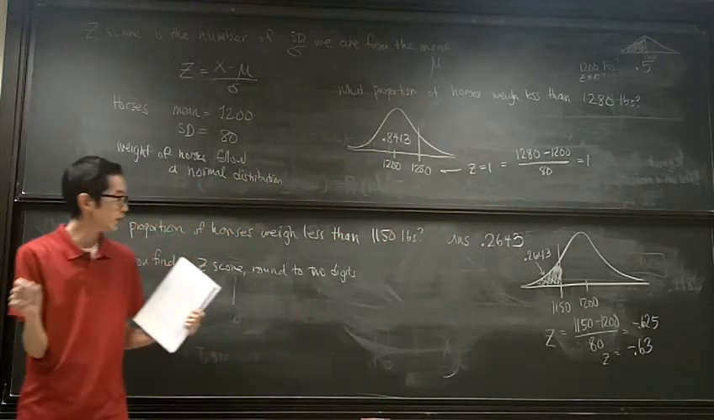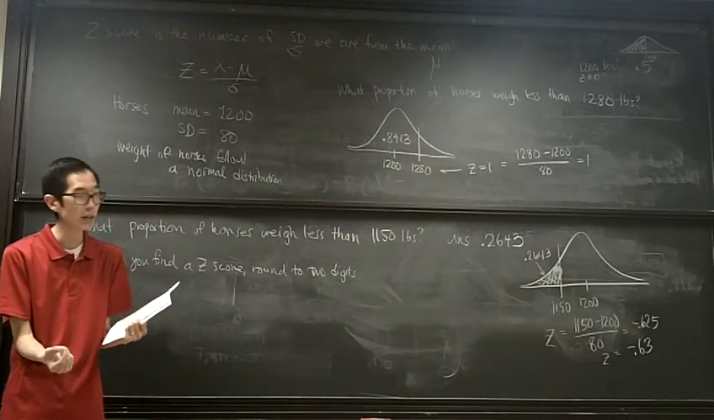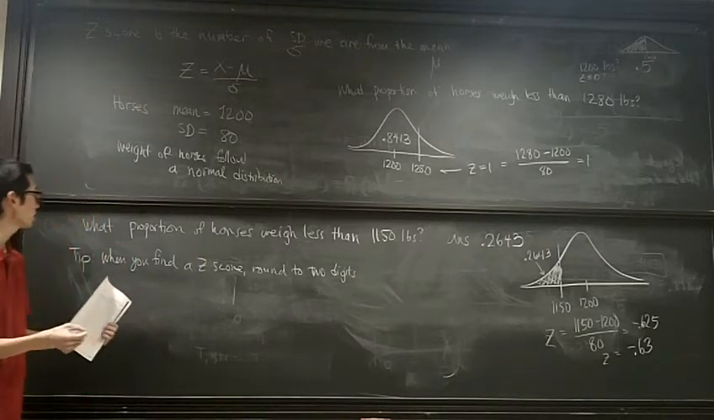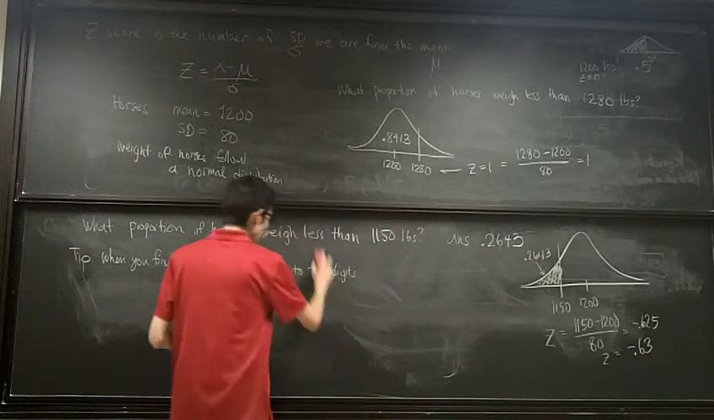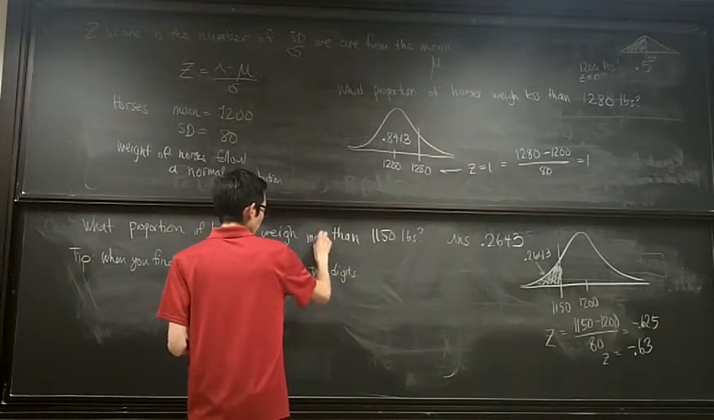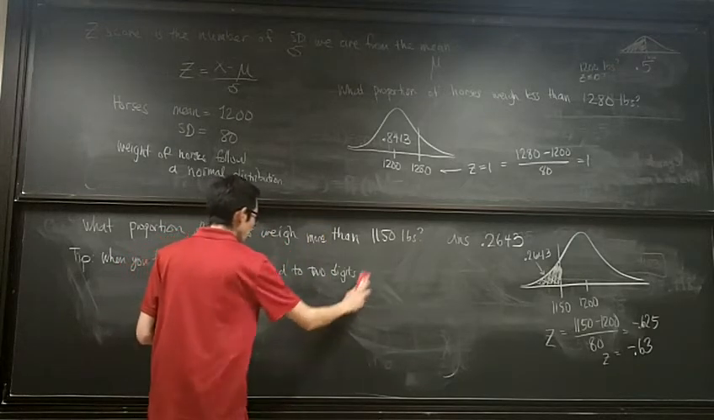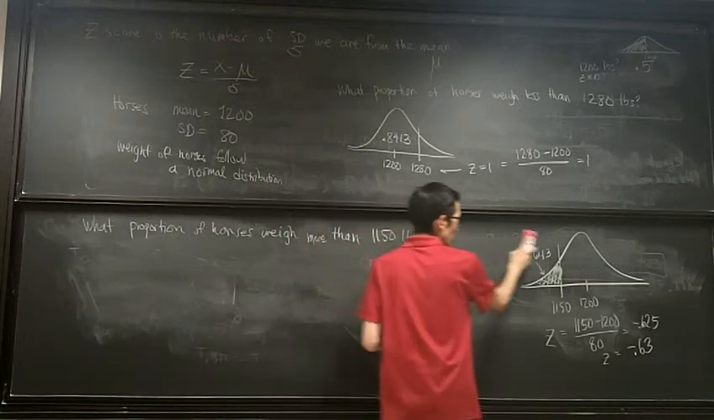This should be a quick answer. You might need your calculator, but it should be a quick answer. Don't shout it out. What if I changed my question to what proportion of horses weigh more than 1150? What would my answer then be?